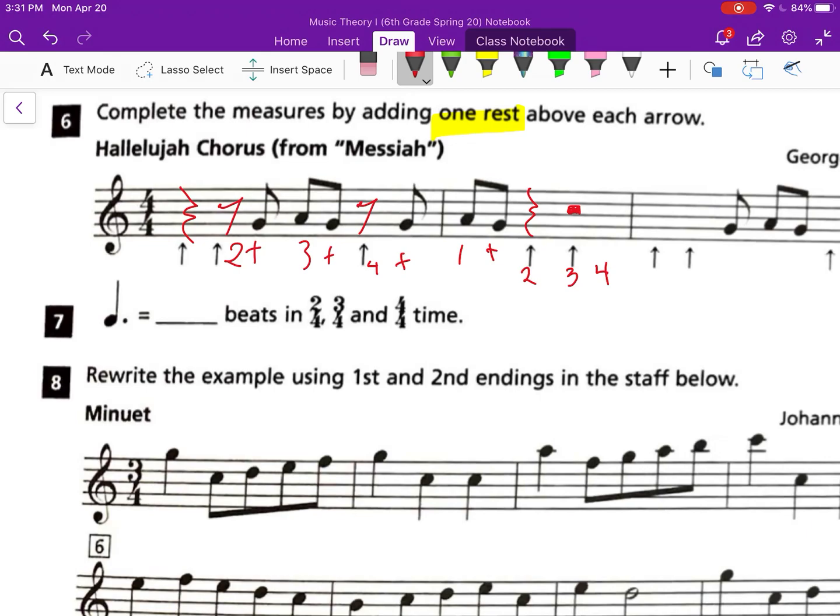Dotted quarter note. Remember, when you add a dot to something, you add half of the original note's value. So a quarter note is 1 beat. A dot, you add half of a quarter note, which is half a beat. You can figure out what that is then.